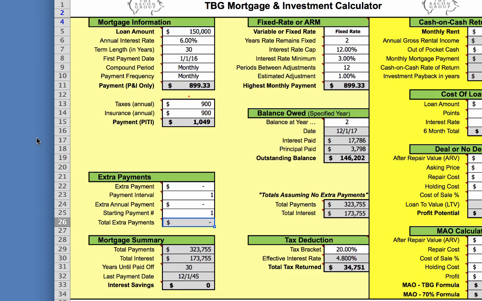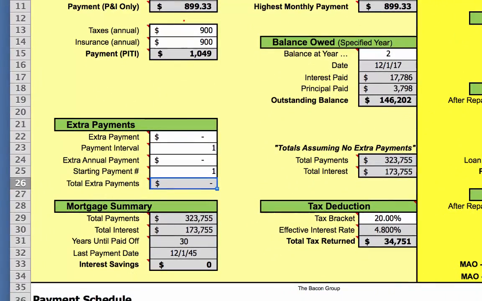Regarding the extra payments, let's say you wish to accelerate the payoff of a loan by adding $100 each month towards the principal balance, and you would like to make this extra payment on a continuous monthly basis. You would enter 100 in the payment and 1 for the payment interval, which represents monthly. See how this changes the interest savings and the overall outstanding balance? If I go back to 0, see what happens? Go back up to 200, see what happens.